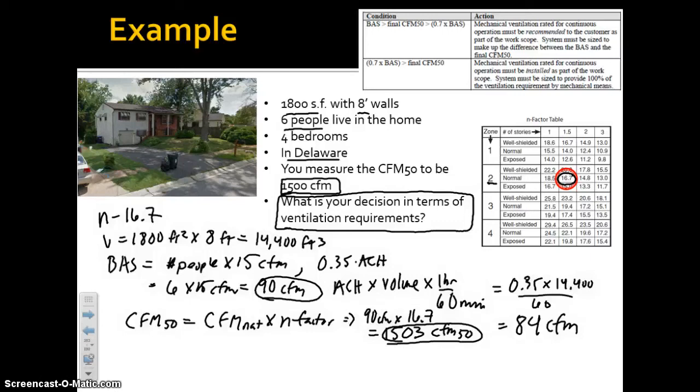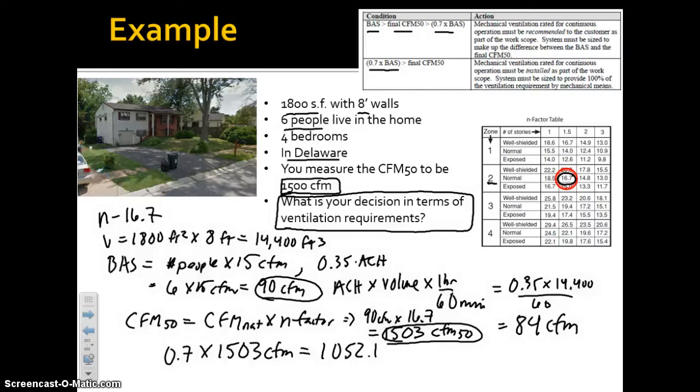Now, the last little thing here, if you remember from this chart: ASHRAE and BPI give us a little bit of leeway, so we can actually be down to 0.7 times the BAS. So our true minimum is 0.7 times the 1503. If you multiply that out, it's actually 1052.1. So that's our true minimum.